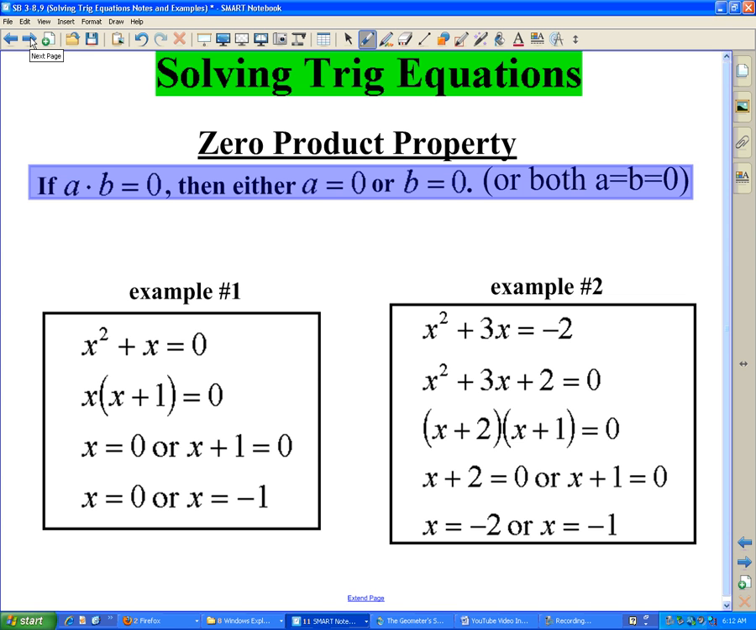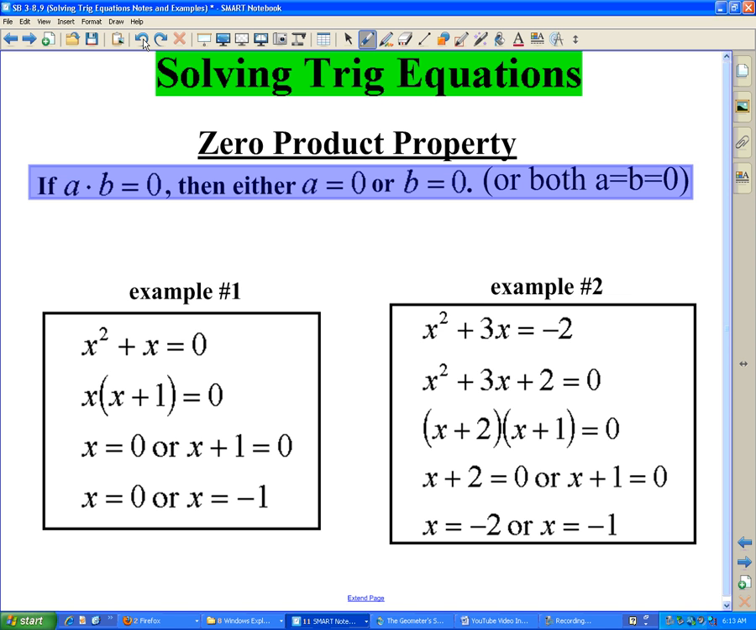Now, what if there's an x squared and an x term, like this one or like this one? Well, then we have to use a different style of solving. Once again, you did this both in Algebra 1 and Algebra 2, but we're just reminding you. It uses the zero product property, which says that if you multiply two numbers together and the product is 0, then either one of those or both of those values must be 0. That's the only way to multiply to get 0. You have to have at least one 0 in there.